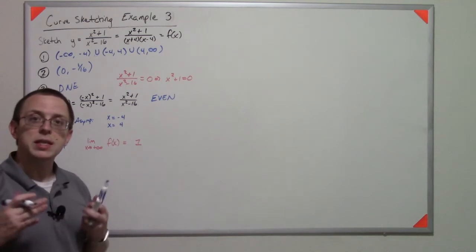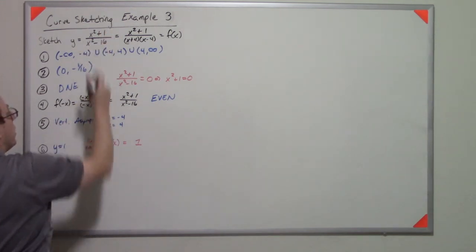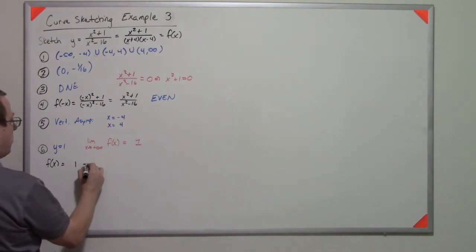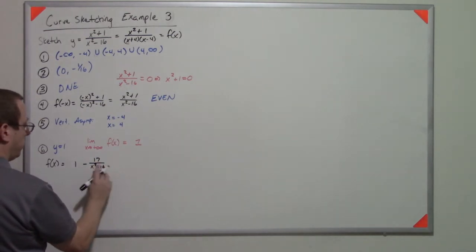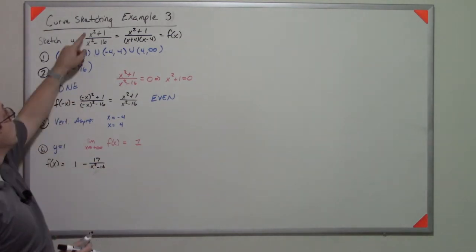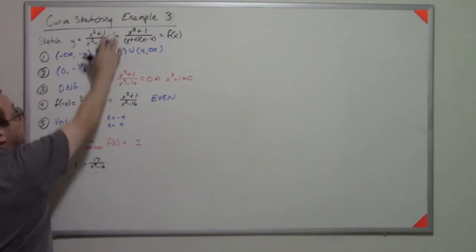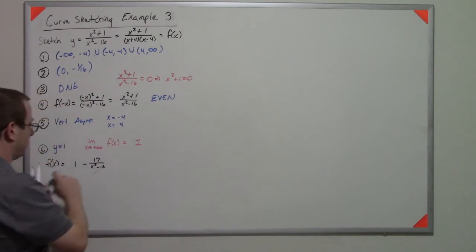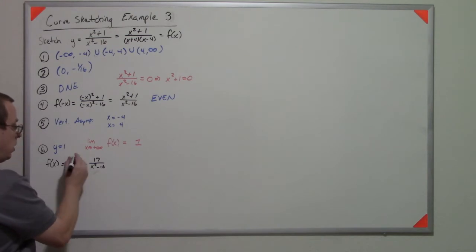So the next thing we want to do is let's get derivatives, and then we can go from there. Now, what we can do for this is we can rewrite f of x as 1 minus 17 over x squared minus 16, because that's technically x squared plus 17. Sorry, plus 17. Because this is x squared minus 16 over x squared minus 16.